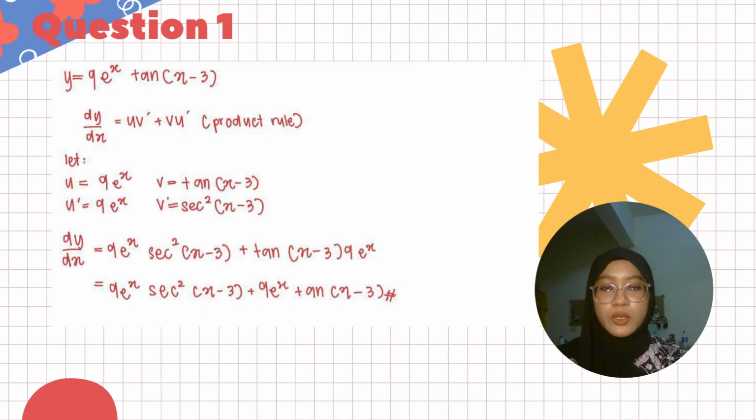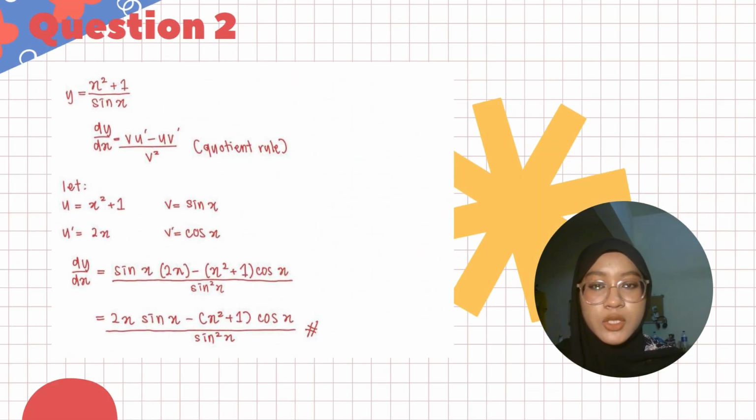Next, we finalize the answer, and it should be 9e to the power of x sec squared (x - 3) plus 9e to the power of x tan(x - 3).